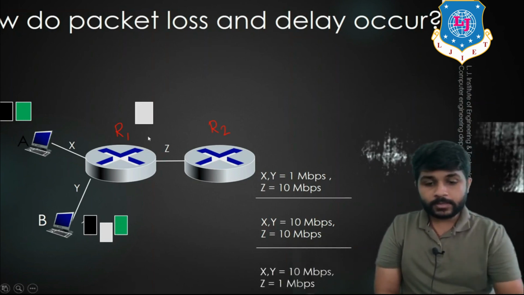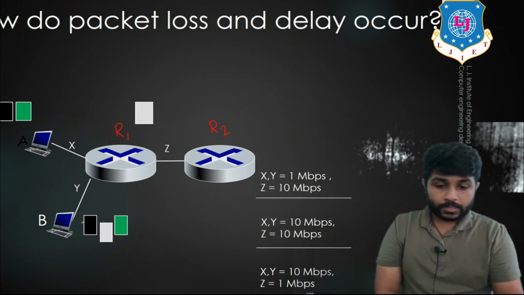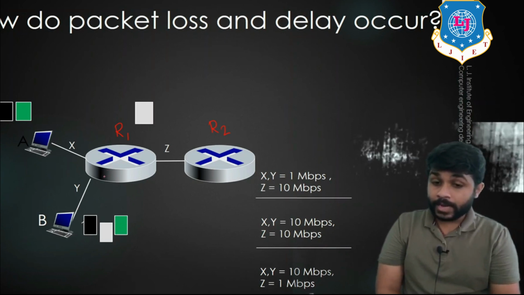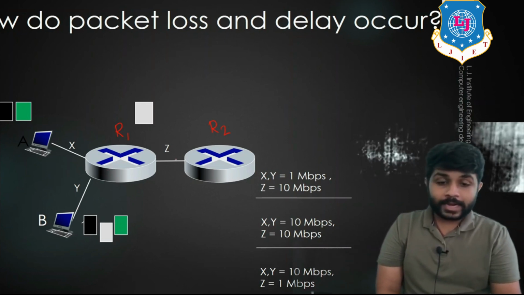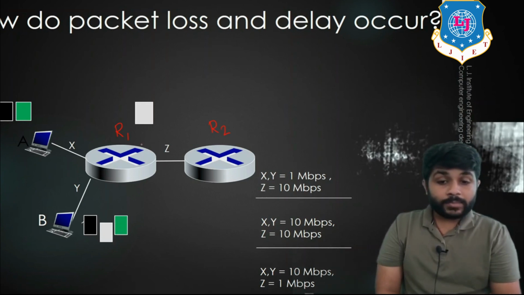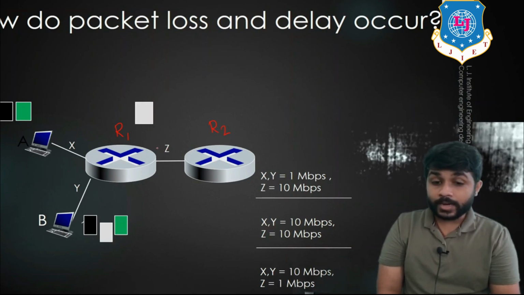Now let's consider the last situation. In the last situation, the router is receiving data at 10 Mbps. You can see that in the last case, X and Y are 10 Mbps. So R1 will receive data at a very high rate. But because Z is only 1 Mbps, R1 is not able to forward those packets at that high a rate.